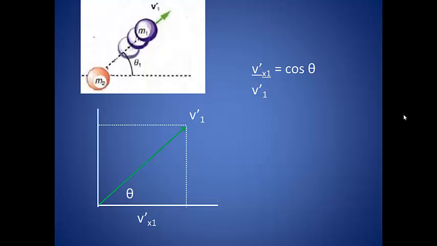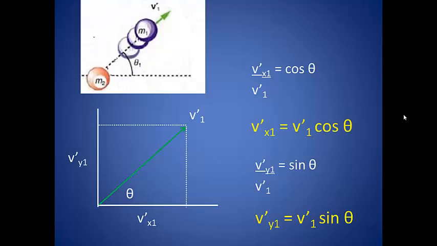Remember that cosine is adjacent over hypotenuse. In this case, the x component divided by the hypotenuse is equal to the cosine of the angle. The y component is opposite over the hypotenuse, and so we would use the sine of the angle theta to determine this value. Of course, we can clean these up a bit to make these equations a bit neater. The x component of this velocity is equal to the velocity times the cosine of the angle theta. The y component of the velocity is equal to the velocity times the sine of the angle theta.